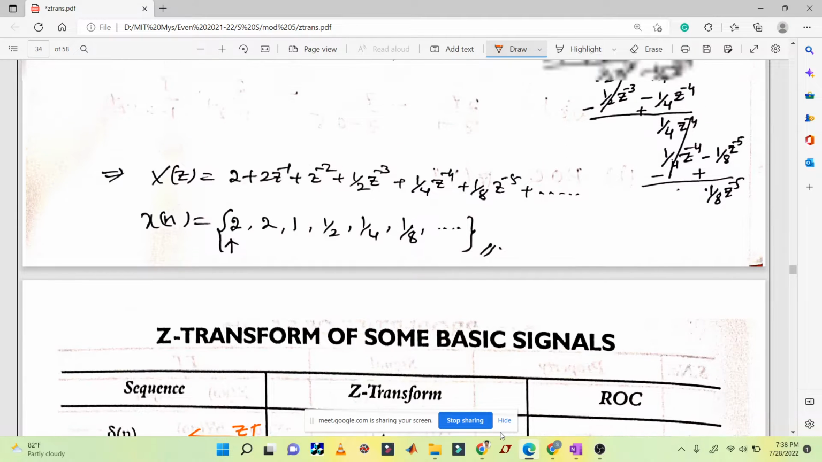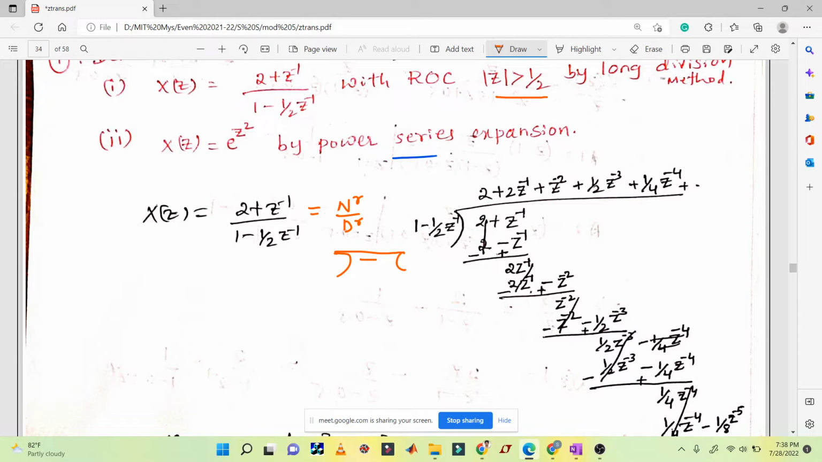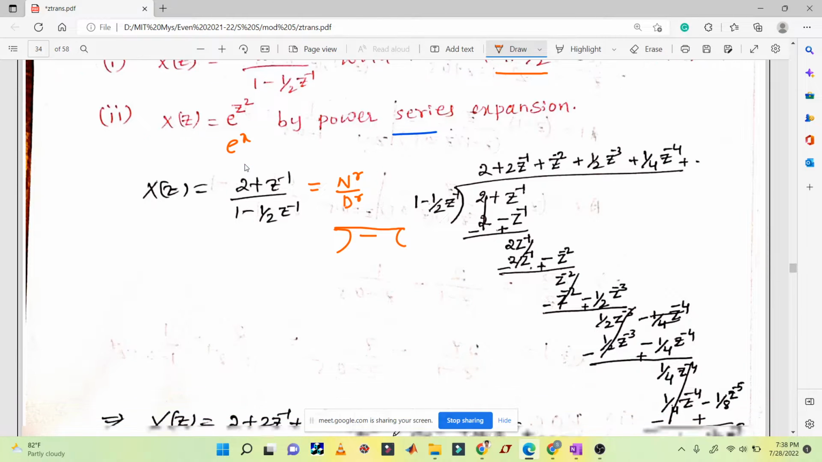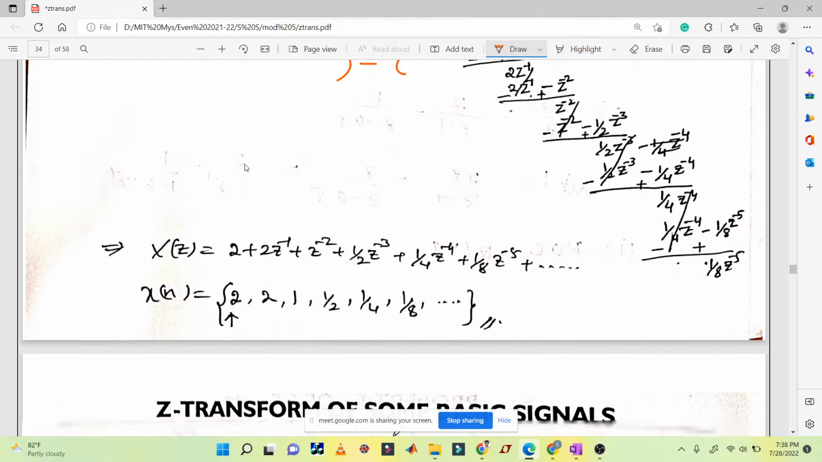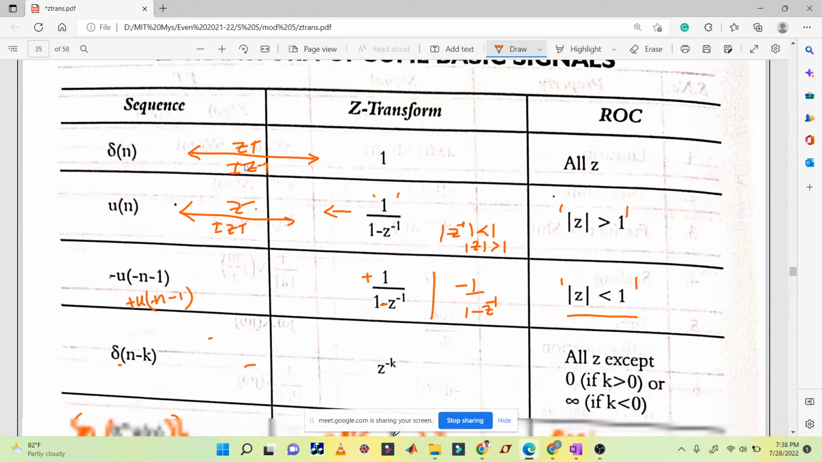Power series expansion problems I will take later. There is only one problem given. So this problem is in the form of e to the power x. Okay, so this problem will be solved later. Long division method I wanted you to solve. So this is the problem. Is that understood? Anyone, can you reply?